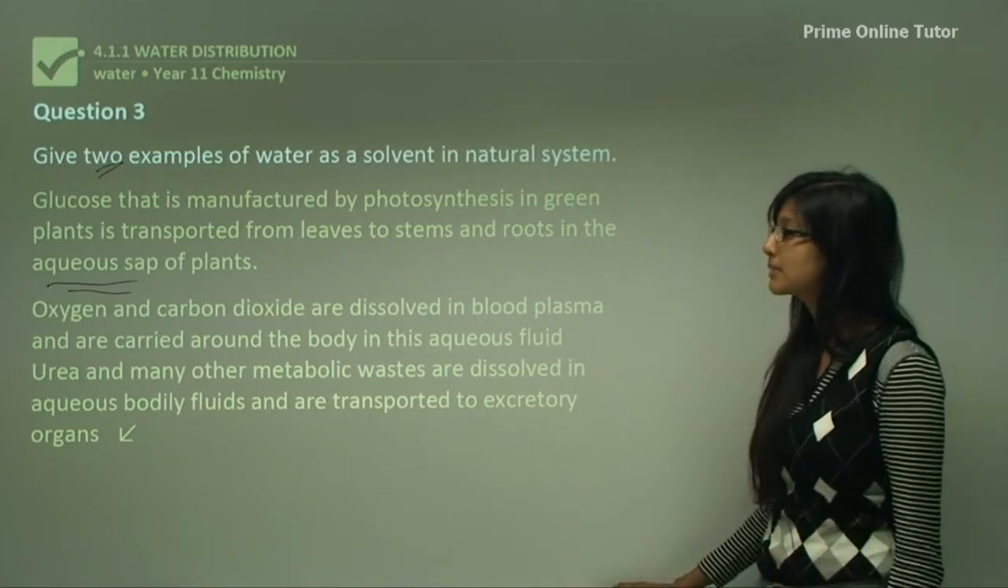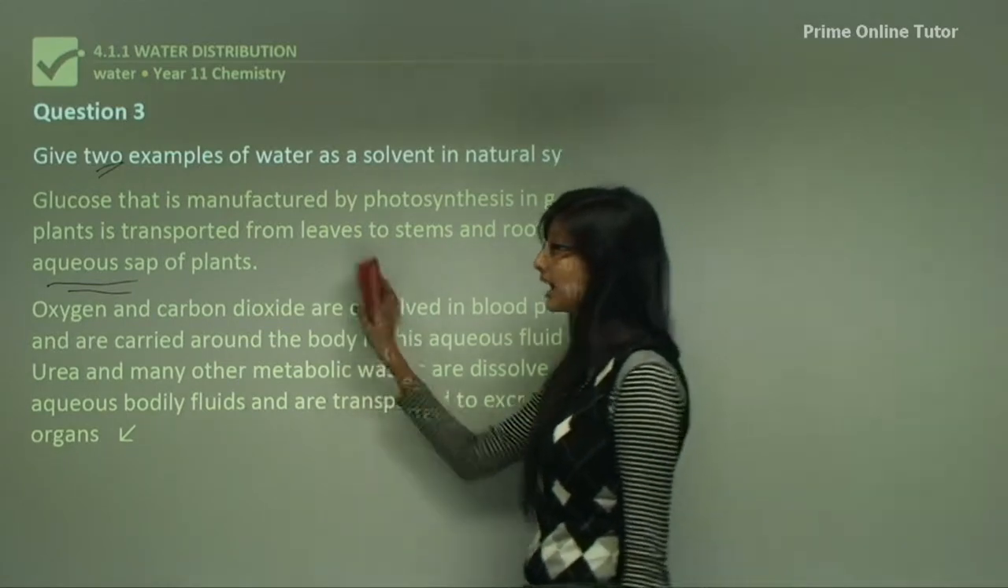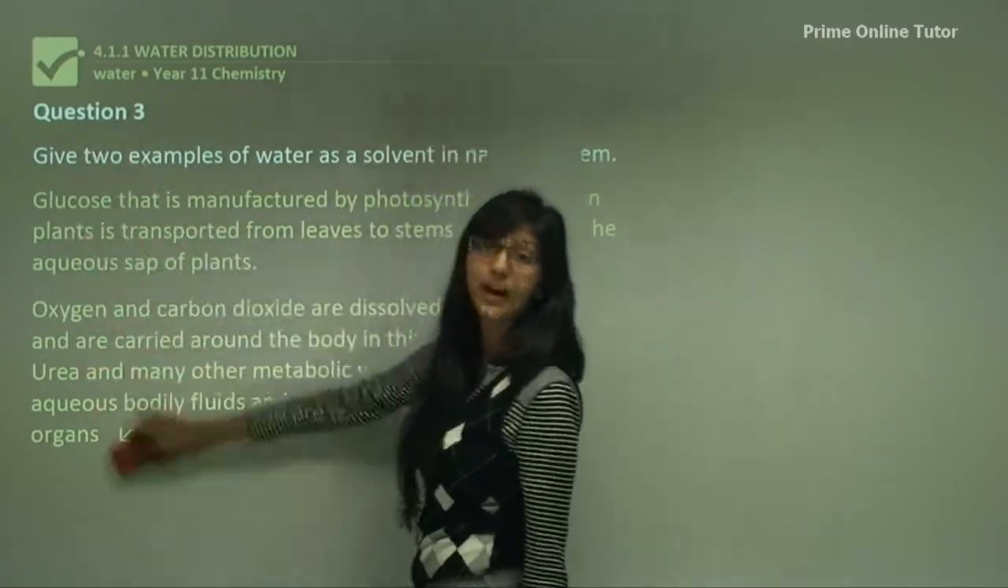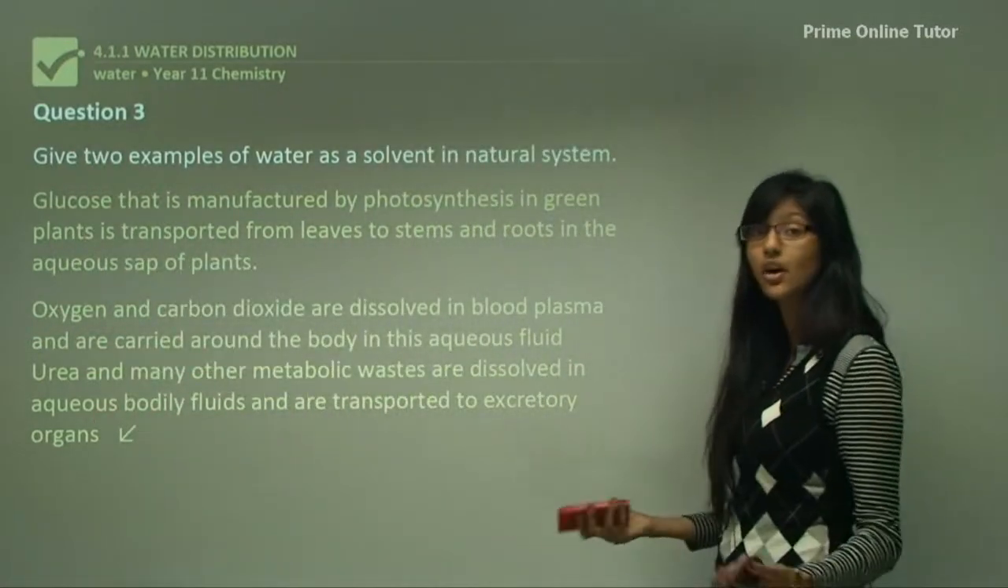So both carbon dioxide and oxygen are dissolved in water, and then they are carried to the different parts of our body to be used or to be excreted.